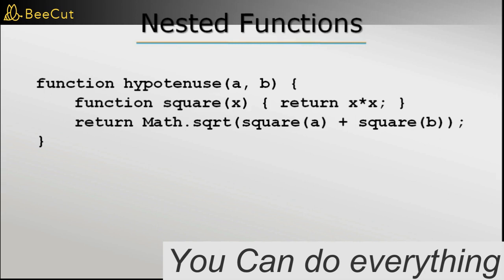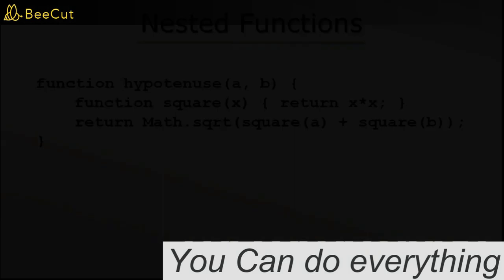So the hypotenuse is the root of the sum of the squares of two sides. Of course, a square is supposed to be a more generic function, but let's say that we don't want the square function to be accessible to anyone else. We want this function to be called from within the hypotenuse function only. So we can write the square function inside the hypotenuse function itself. One function inside another, and these are called nested functions. So square function is nested inside the hypotenuse function.